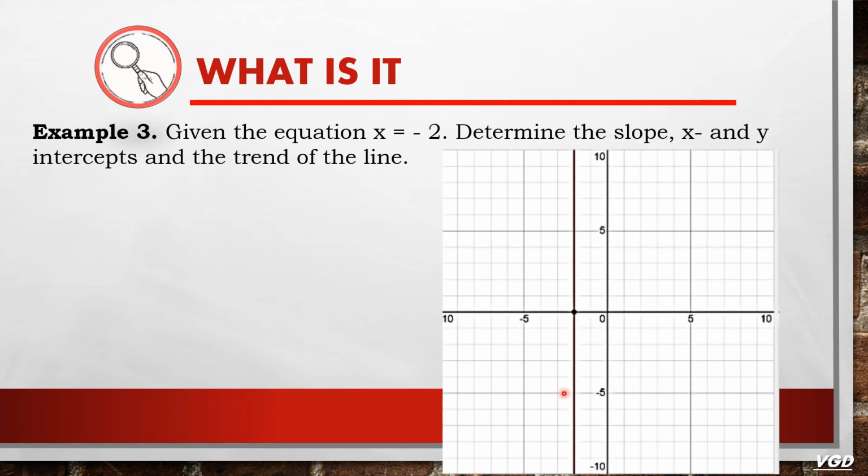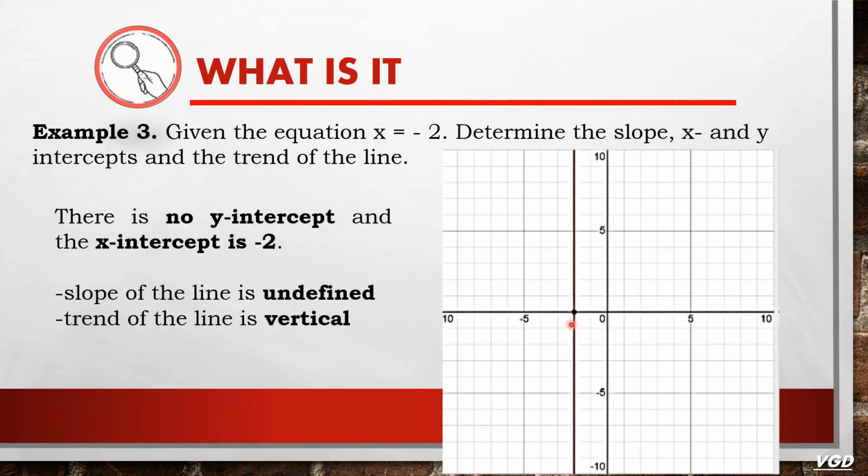So, in this case, we can see that there is no sideward movement. It's only up and down. So, in this case, therefore, it has no y-intercept, because it is only up and down. It is on the x-axis. So, there is no y-intercept. But for the x-intercept, we will be able to get negative 2.